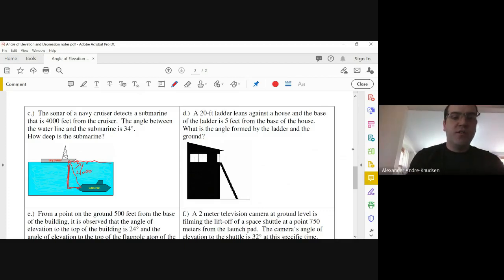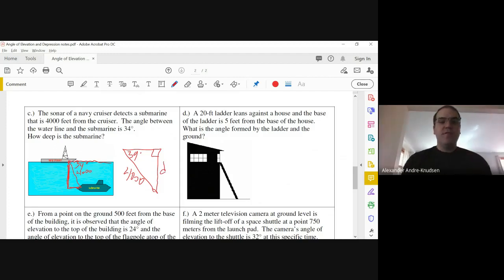So I'm going to redraw a triangle here. Let's say this is our right triangle because they're talking about an angle of depression between the water line and the cruiser. We've got our hypotenuse of 4,000. That's the distance between them. And they want the depth, right here. So we're trying to find D, that missing side, to find that depth. We have the opposite of the angle and the hypotenuse.